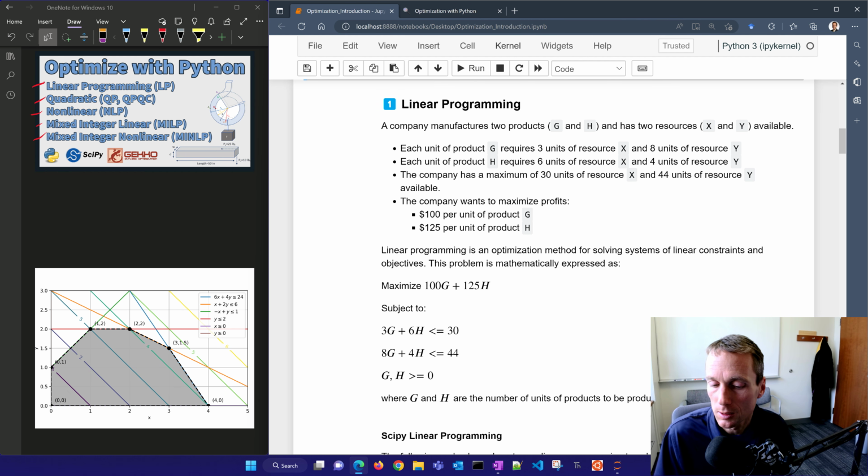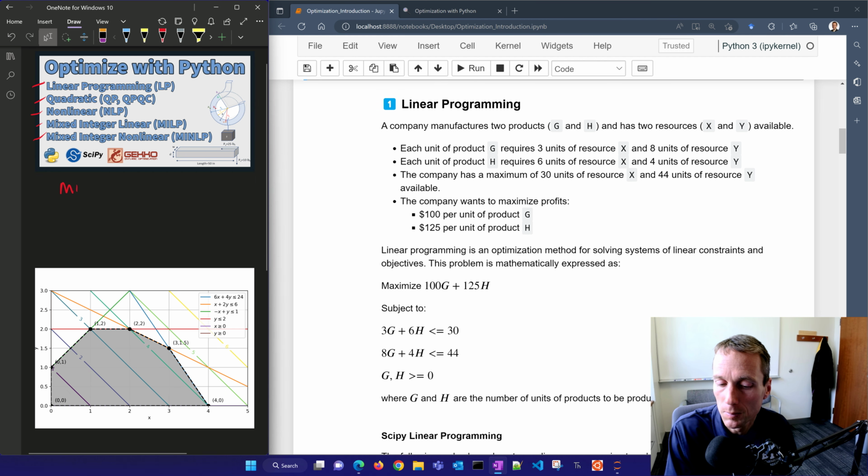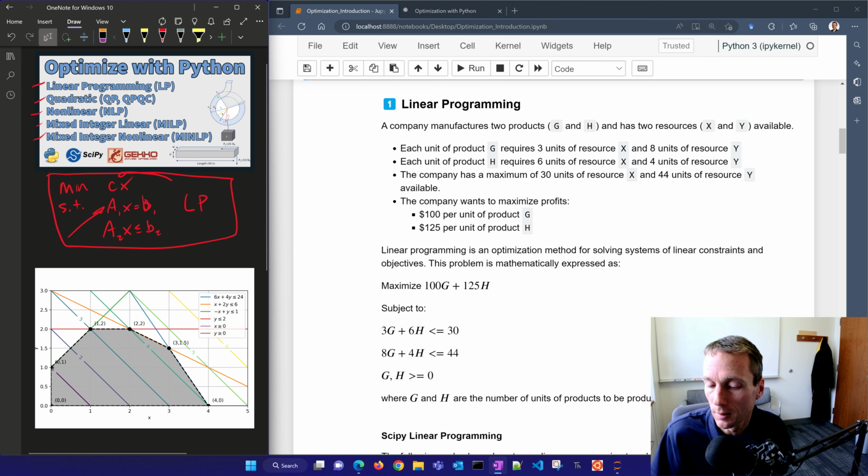So the very first thing we'll see with linear programming is that we're going to try to minimize c times x subject to, and then we're going to have something like a1 times x equals b1, a2 times x is less than or equal to b2. So this is a standard form that's often used for linear programming, and then we just fit things into these matrices or vectors, for our constants or parameters, and then we let the problem solve it.